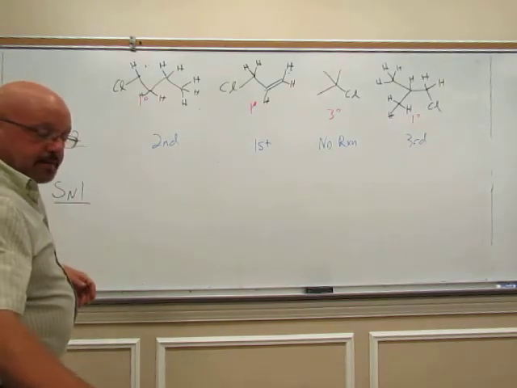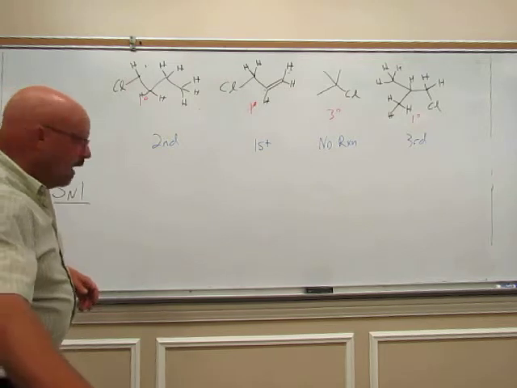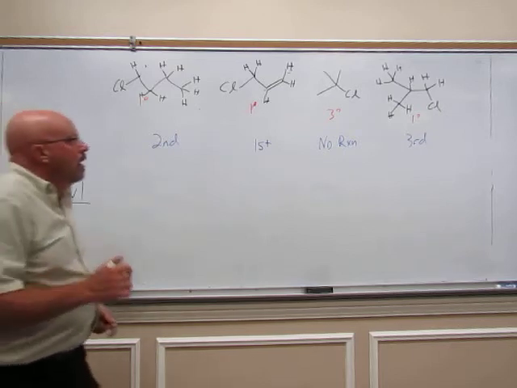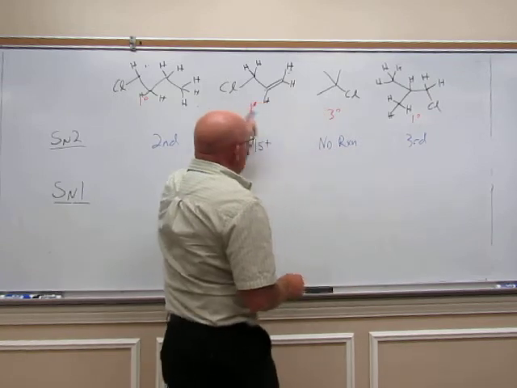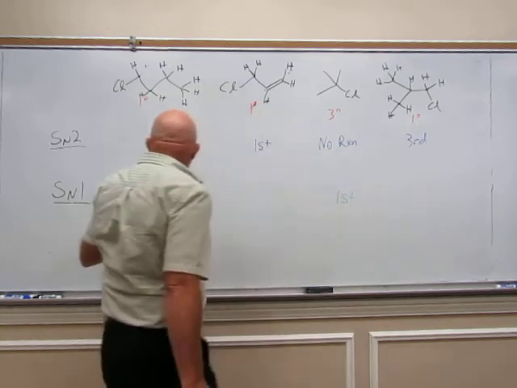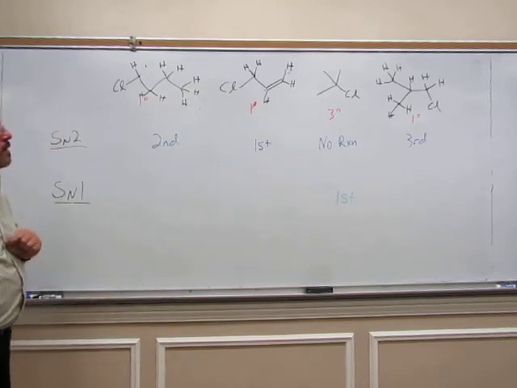Let's look at SN1. SN1 is all about carbocation stability. Of these, the tertiary should go first because it forms a more stable carbocation.